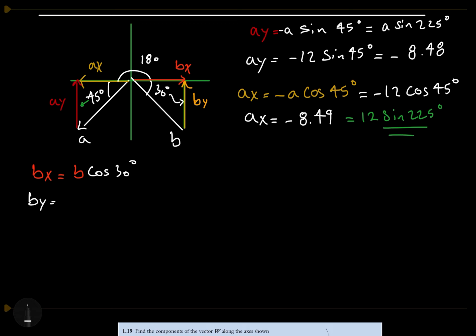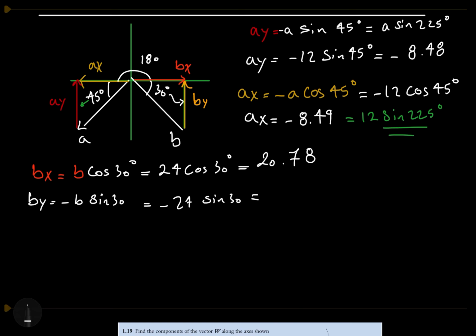We can say b y is going to be negative, because the values of numbers in the y-axis are negative times the sine of 30. So we know that b is 24, so 24 times cosine of 30 degrees, and negative 24 times sine of 30 degrees. And so 24 cosine of 30 is equal to 20.78, and negative 24 times sine of 30 is equal to negative 12. And that's it. That's how you can find the components of vectors in the x and y axis.